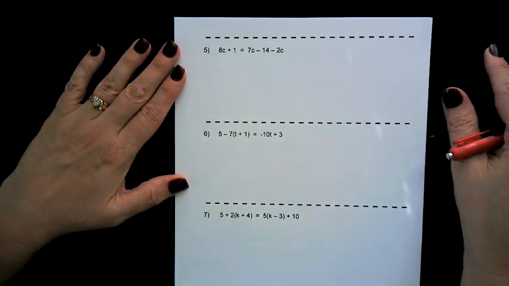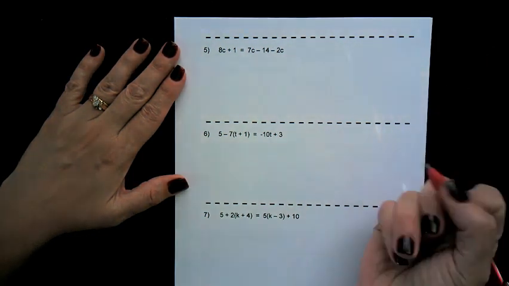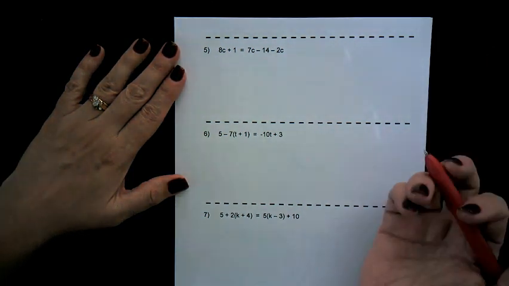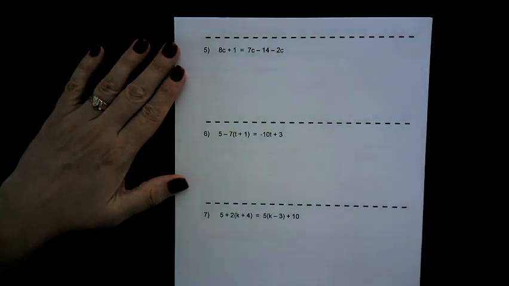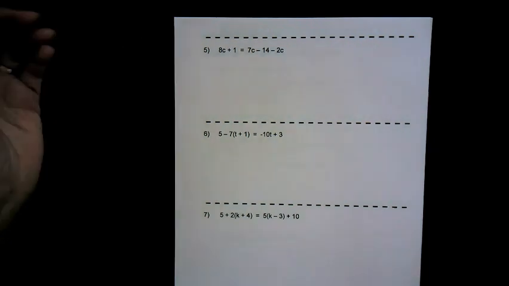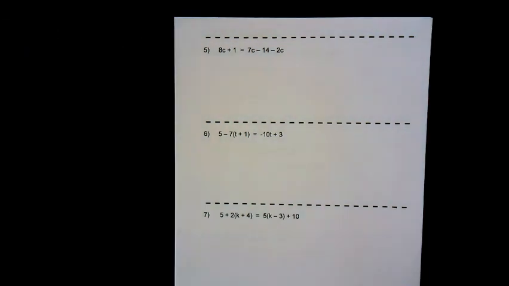But we talked a little bit in part 1 about getting all the variables on one side. And what I'd like to do in these examples is show you how simplifying first then allows us to have a little bit easier time when we move all the variables to one side.